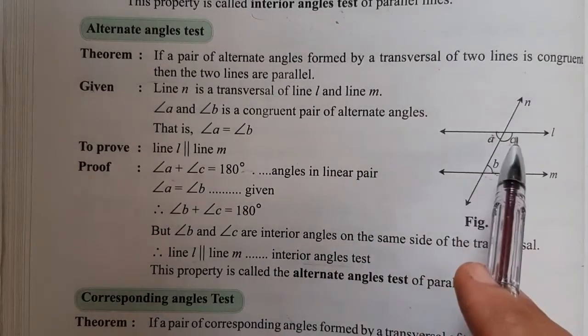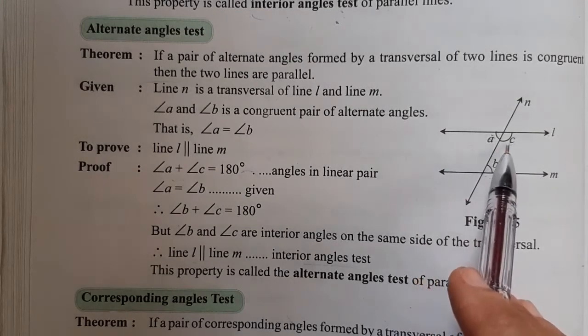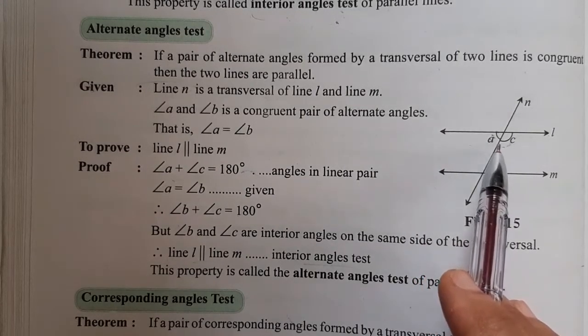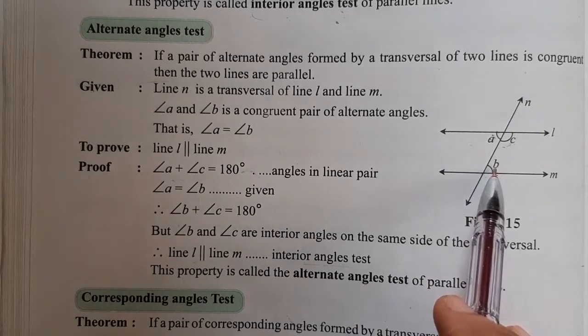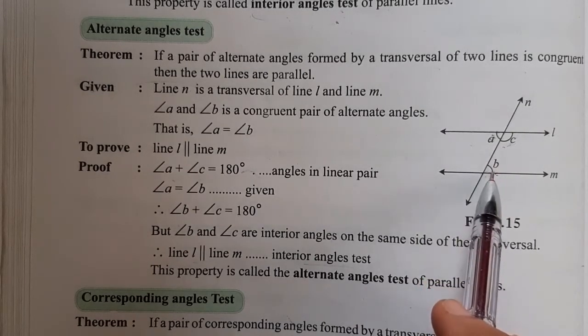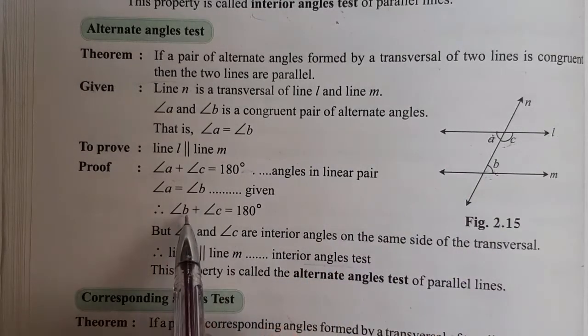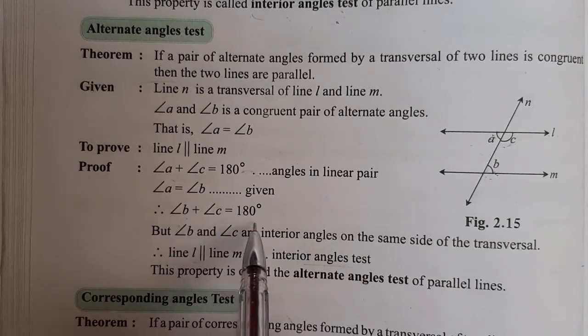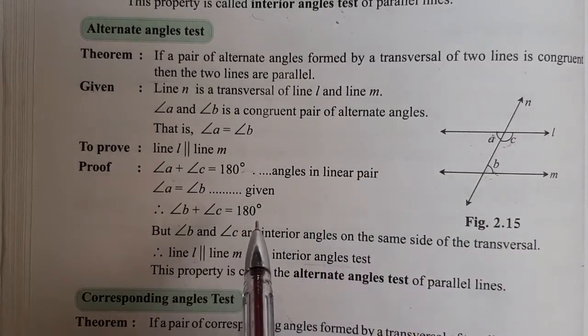Angle A plus angle C equals 180 degrees. Why? Because these two angles are in a linear pair. But here it is mentioned that angle A equals angle B. It is given. This is a pair of alternate angles. So instead of A, we can put B there. Angle B plus angle C equals 180 degrees.